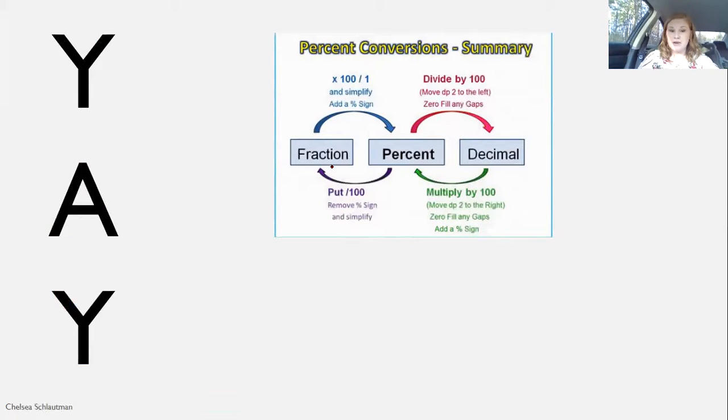So here you see where it says fraction. To get it to a percent, we multiply by 100 over 1 and simplify. And then to go from a percent to a decimal, we divide by 100. And then from decimal to percent and percent to fraction. So it's a wonderful little chart to have on hand for when you do these types of problems.